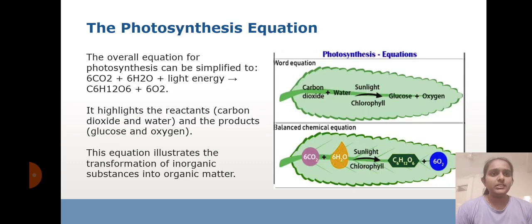The photosynthesis equation. The overall equation for photosynthesis can be simplified to 6CO2 plus 6H2O plus light energy tends to C6H12O6 plus 6O2. It highlights the reactants and the products, glucose and oxygen. This equation illustrates the transformation of inorganic substance into organic matter.